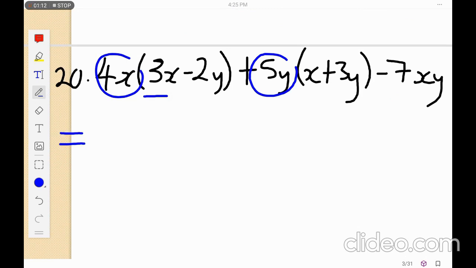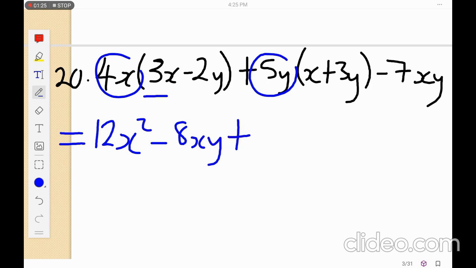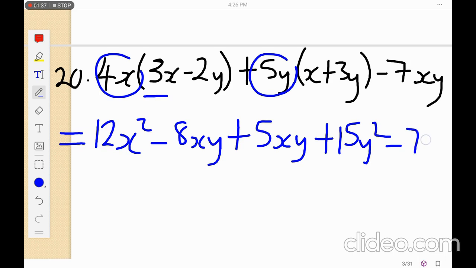Let's do that. 4x by 3x, we get 12x squared. 4x by minus 2y, we get minus 8xy. Then we have got plus 5y times x, we get plus 5xy. 5y times 3y, we get plus 15y squared. Then we have got minus 7xy there.